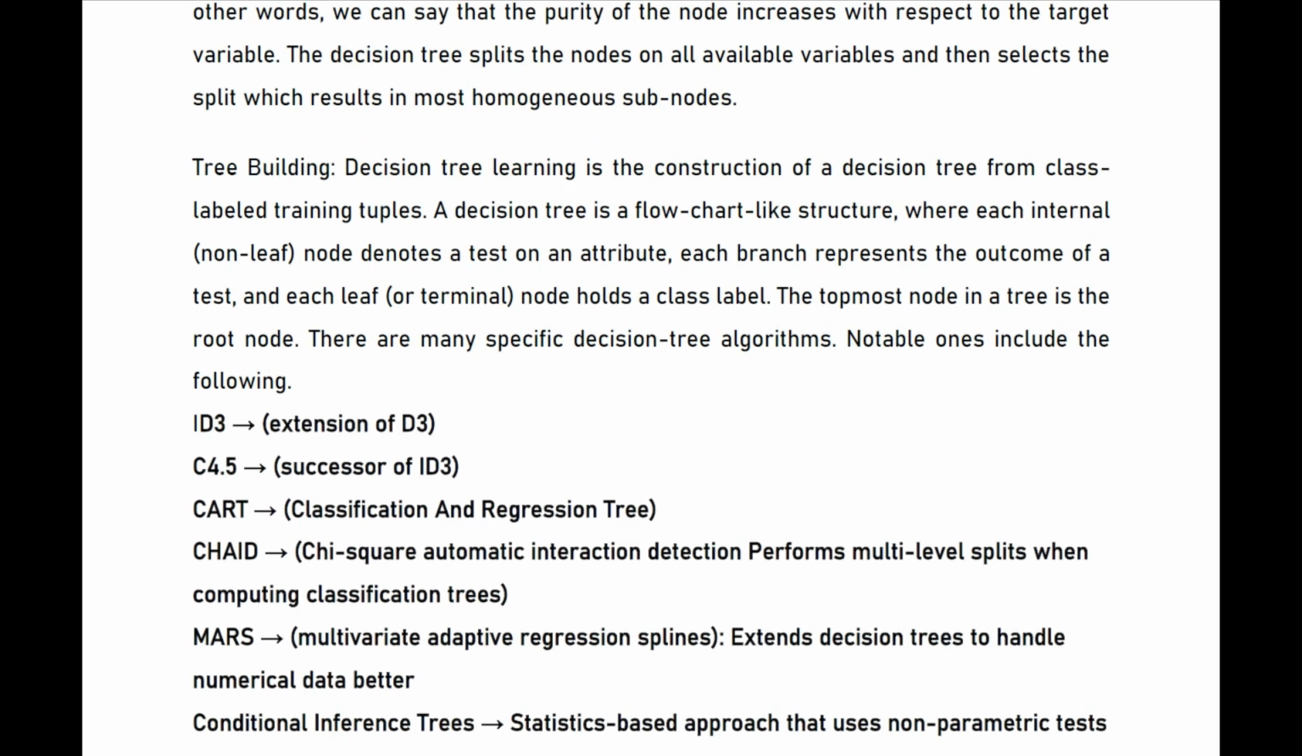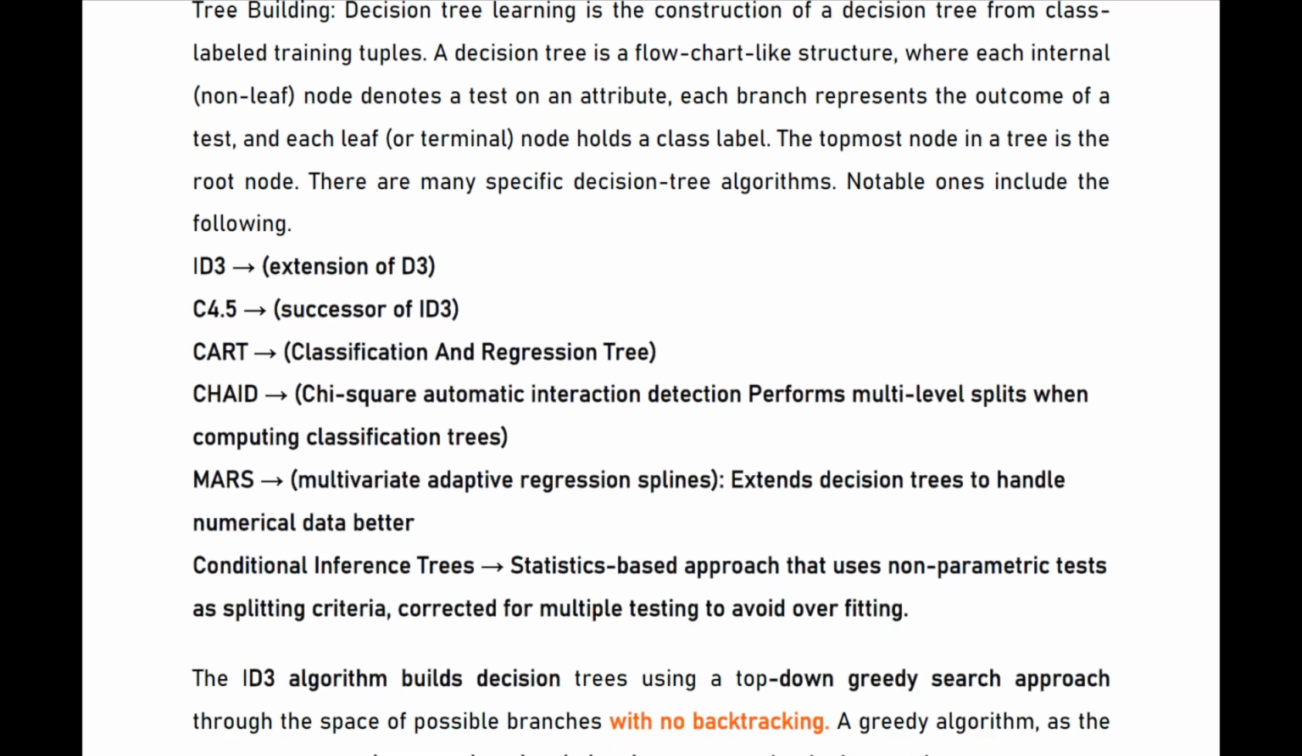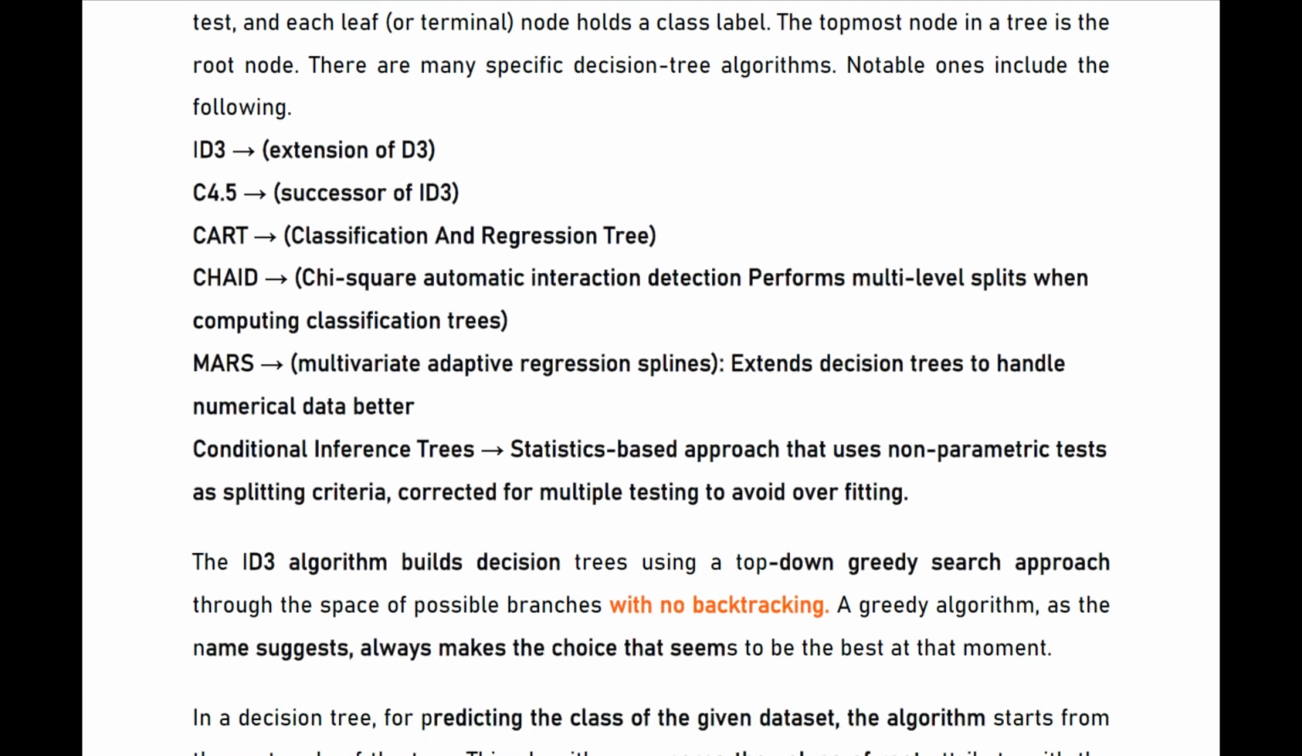Here, the ID3 algorithm is the best-known one, the iterative dichotomiser algorithm, and the C4.5 algorithm is also there. CART, the classification and regression trees, and the CHAID model, chi-squared automatic interaction detection, performed by multi-level split when computing a classification tree. MARS, the multivariate adaptive regression splines, and conditional inference trees are there.